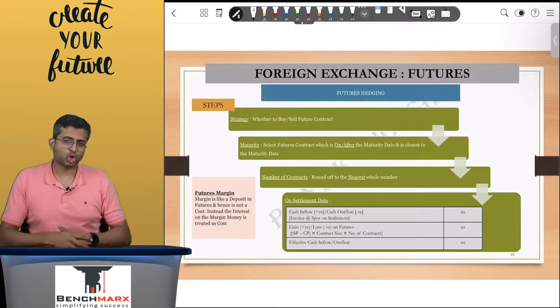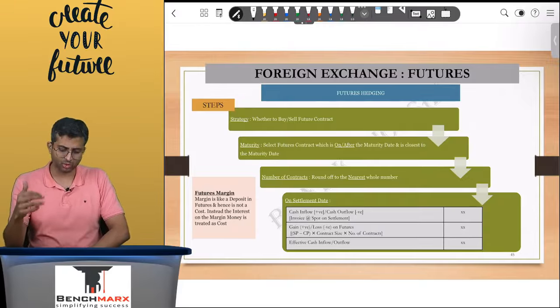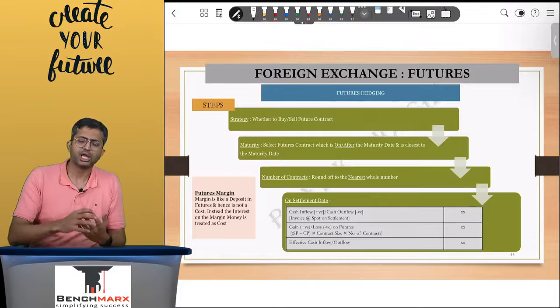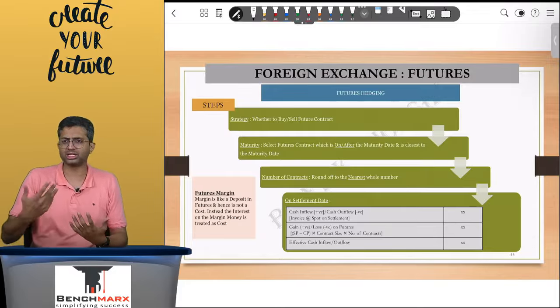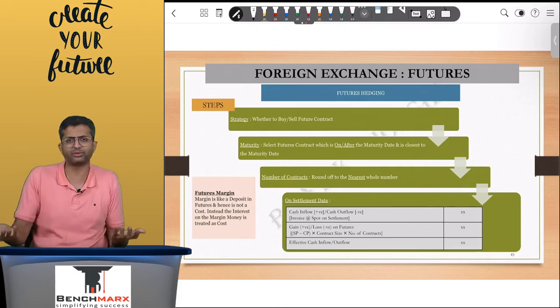So how do you solve a futures question? Well, we typically have around 4 steps around this. So first, you will try to determine the strategy. So for example, if you are an importer, you want to buy the dollars, and if the futures are also quoted in the dollars, your strategy should be to buy futures.